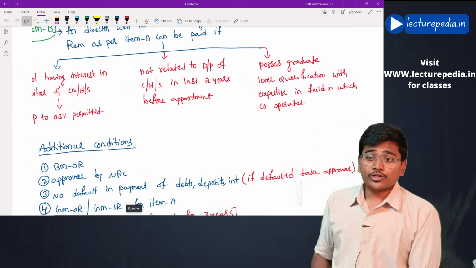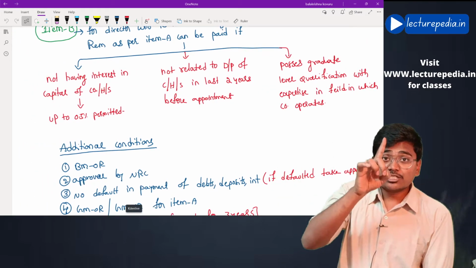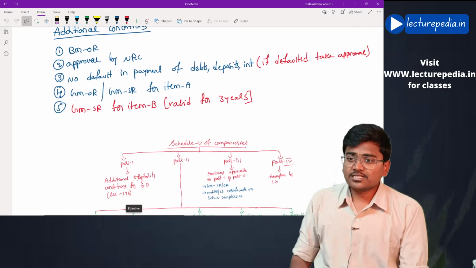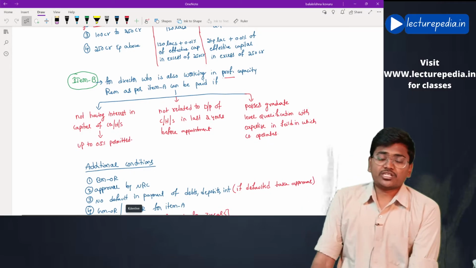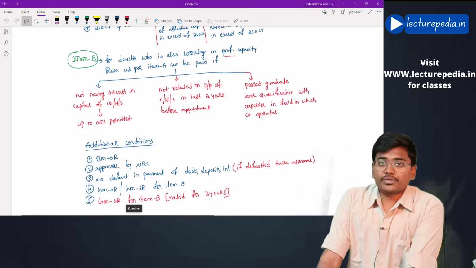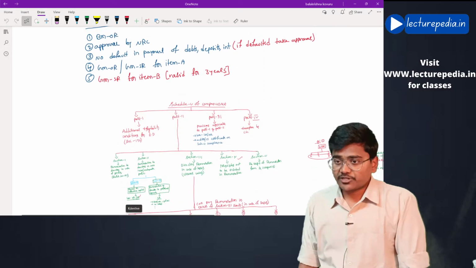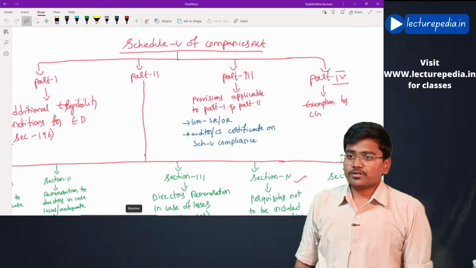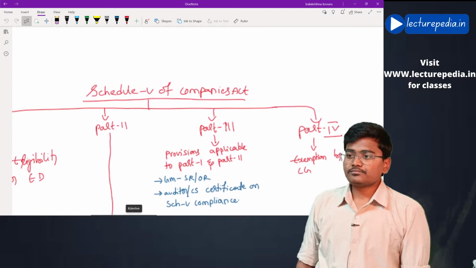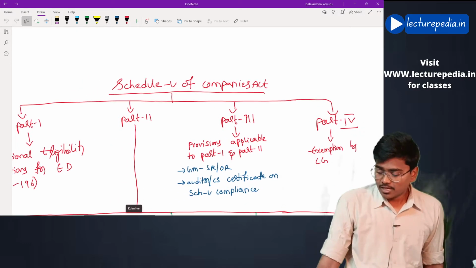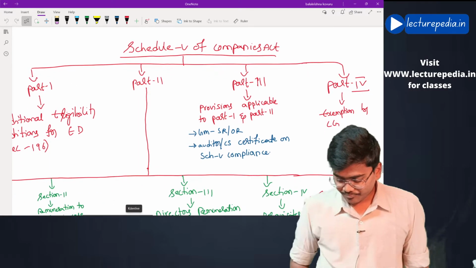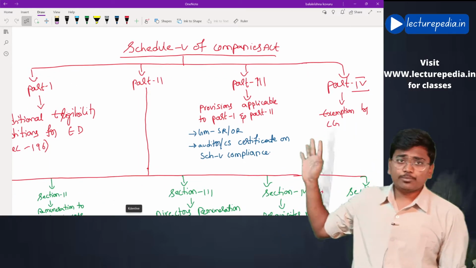For paying remuneration as per item B, general meeting special resolution is mandatory. That is regarding remuneration that will be paid in case of companies having losses as per schedule 5. Now we will see the structure of schedule 5. Schedule 5 of Companies Act. Basically you can divide this schedule into 4 parts. Part 1, part 2, part 3, part 4.